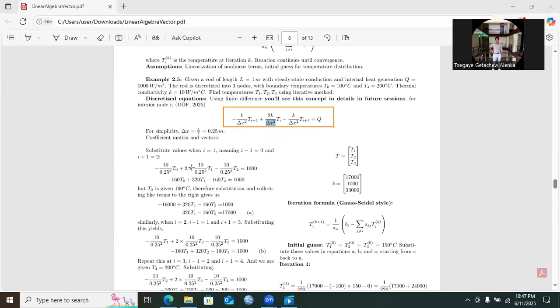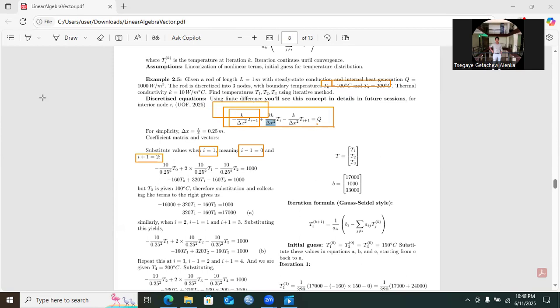So the first i is when i equals 1, and i minus 1 is 0, because i is 1, and i plus 1 is 2. When you substitute these and the values of known temperature T0, which is 200, in the discretization equation of the conduction heat transfer equation, you achieve equation A.